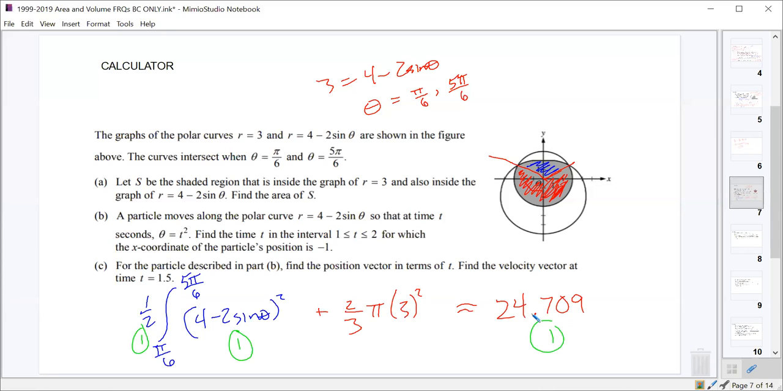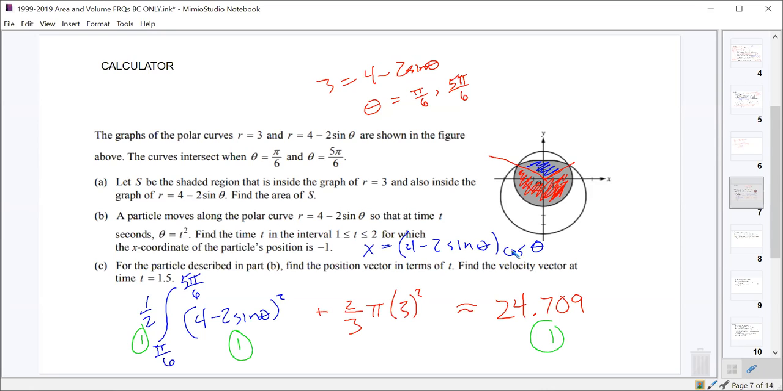All right. For part B, we have a particle moving along the 4 minus 2 sine theta curve, so that at time t, theta is t squared. We want to find the time between 1 and 2 when the x coordinate of the particle's position is -1. So first off, how do we find the x coordinate of the particle if it's going along this curve? Well, the x coordinate should be r cosine theta. Everybody agree with that?